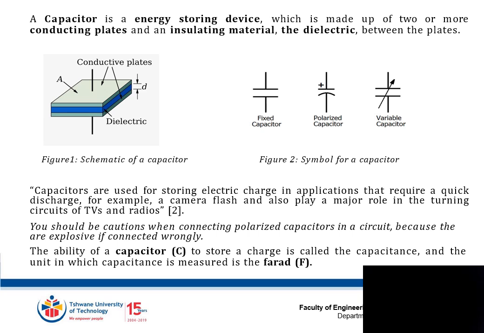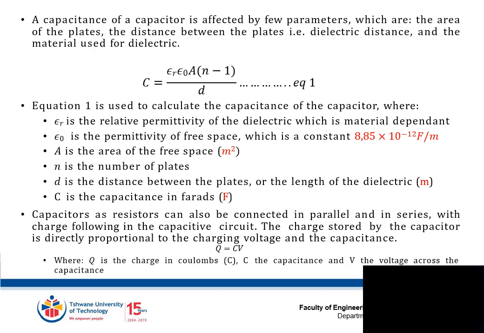The ability of a capacitor to store charge is called capacitance, and the unit in which capacitance is measured is called farad. The capacitance of a capacitor is affected by a few parameters, which are the area of the plate, the distance between the two plates, which is the dielectric distance, and the material used for the dielectric.